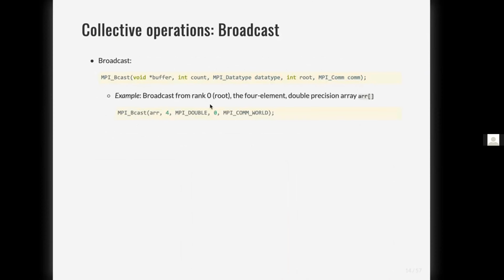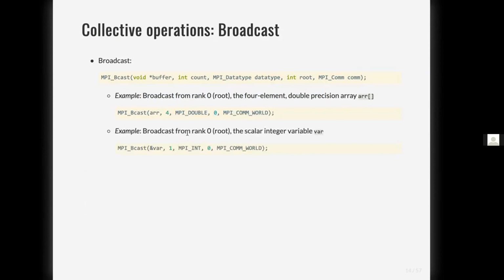Okay, so here is an example. Broadcast from rank 0 the 4-element double precision array. That's how that would look. MPI_Bcast, the array, I have 4 elements. This MPI_DOUBLE is a data type. It's an MPI data type. I'll say a bit more about this. 0, as we said, is the root process, so where to copy from. And then MPI_COMM_WORLD is the communicator.